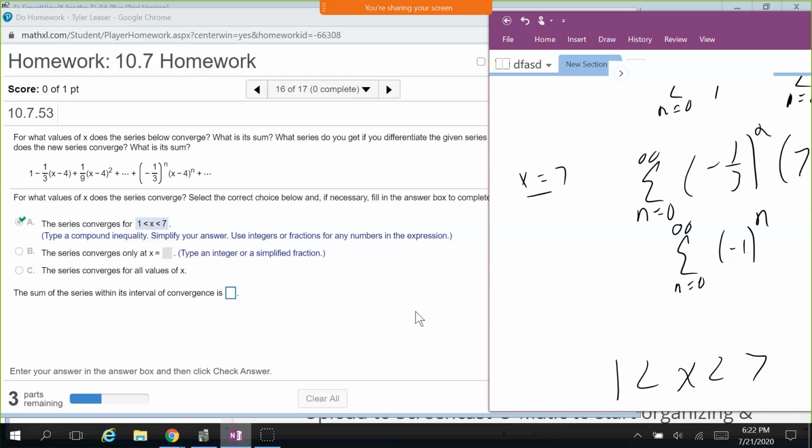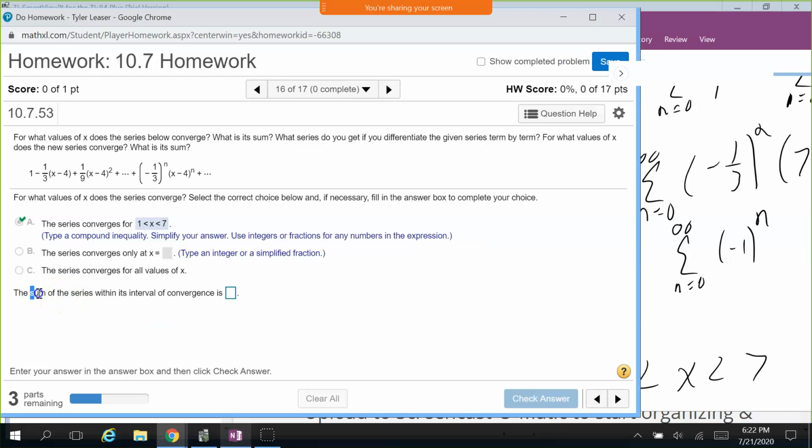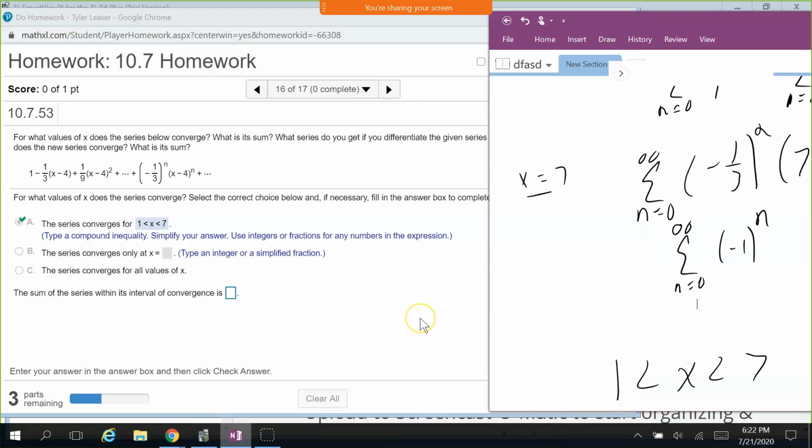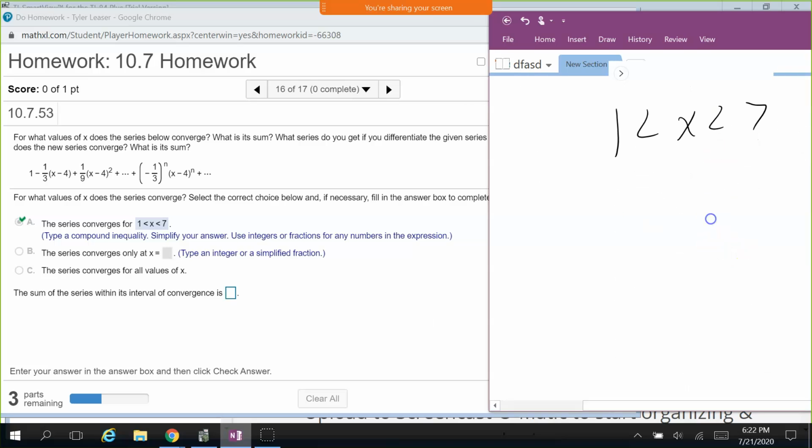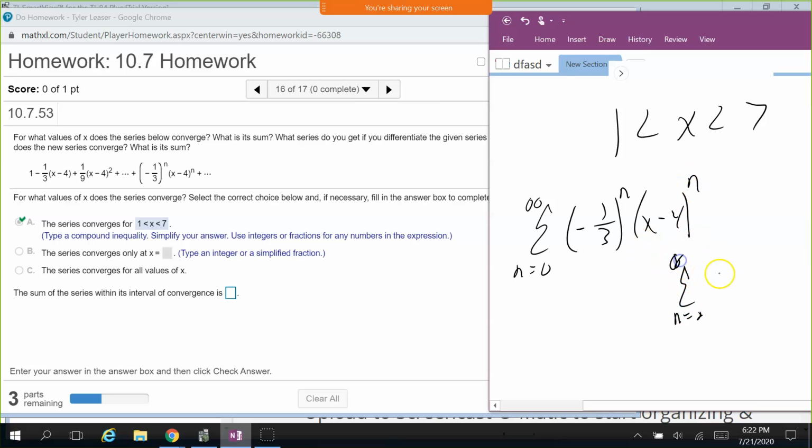Okay. The next part of the question is asking you to find the sum. The only time a question will ever ask you to find the sum of a series is if it is a geometric series. And this is a geometric series, so just to write it out again, n equals 0 to infinity, negative 1/3 to the n, x minus 4 to the n. This mimics our geometric series, n equals 0 to infinity, a r to the n.